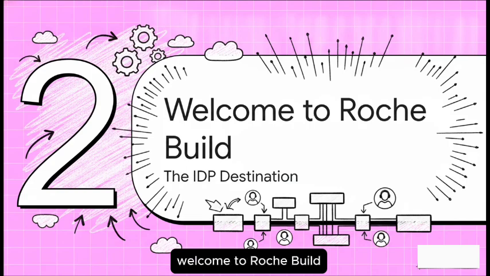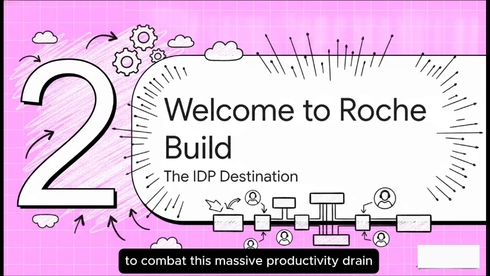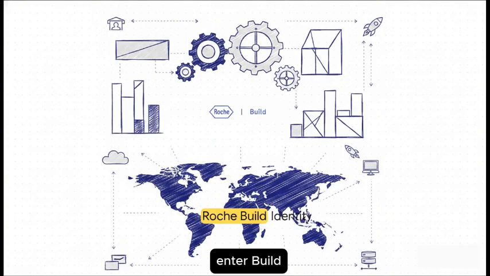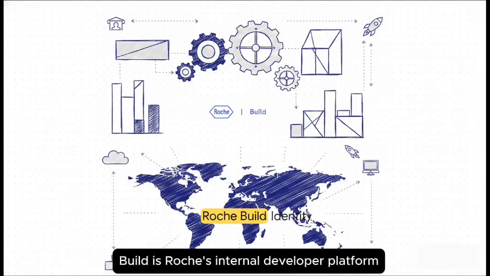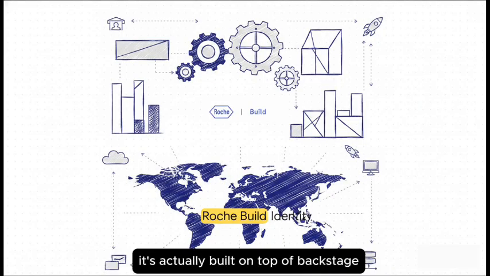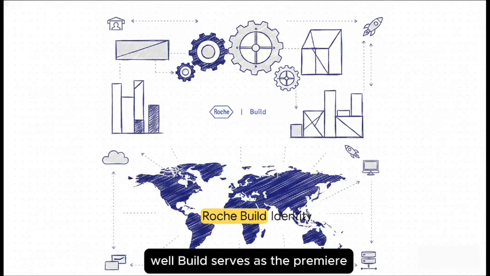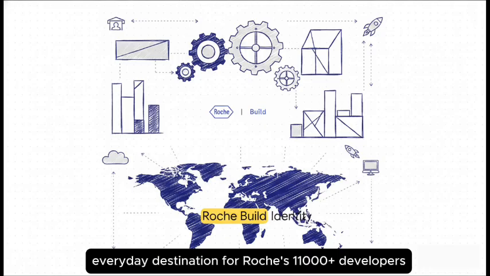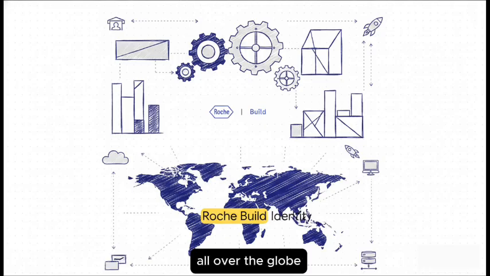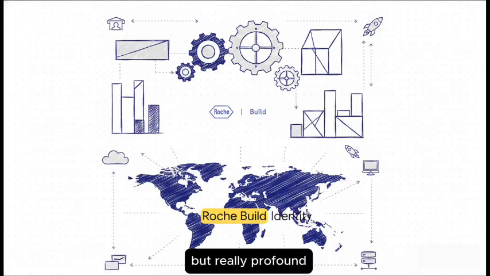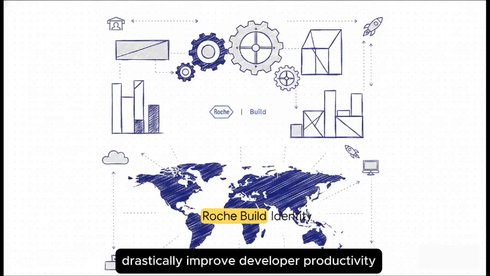Section 2. Welcome to Roche Build. To combat this massive productivity drain, Roche created a centralized destination for their engineering teams. Enter Build. Build is Roche's internal developer platform. It's actually built on top of Backstage. You know, that framework originally created by Spotify for building developer portals? Well, Build serves as the premier everyday destination for Roche's 11,000+ developers all over the globe. And the overarching goal of this Build IDP is simple but really profound: drastically improve developer productivity.